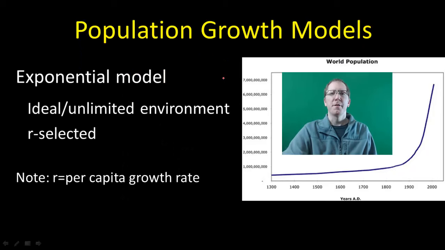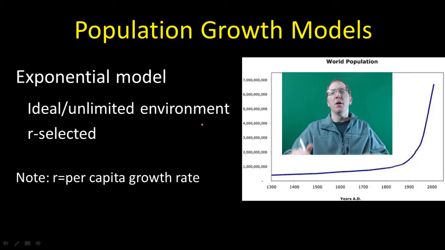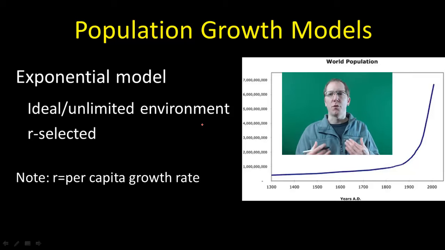Welcome to the final part of the Chapter 53 podcast. So, we were just talking about R-selected and K-selected organisms and how they fit in with those type 1 and type 3 survivorship curves. So, now we're going to talk about population growth models.